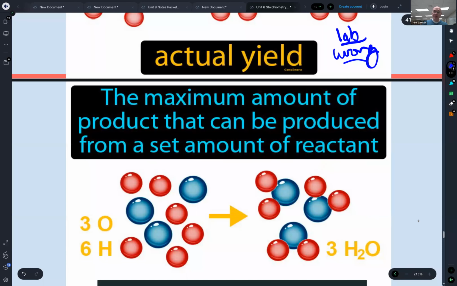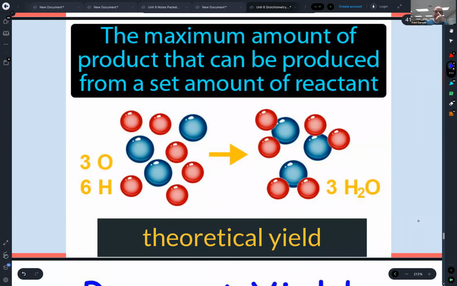Theoretical is the maximum amount that could be produced. This is the correct value. This is the stoichiometry value. So theoretical sounds like it could actually be somewhat wrong, but the reality is that terminology means that it's the mathematical calculated value. So this is the stoichiometry value.